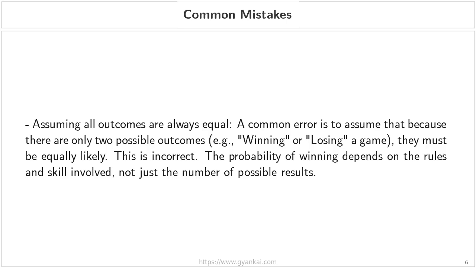First, be very careful about assuming that all outcomes are always equal just because there are only a few of them. A common error is to think that if there are only 2 possible results, for example, winning or losing a game, then they must be equally likely. But as we discussed with the bag of balls earlier, the number of outcomes doesn't dictate their likelihood. In a game, the probability of winning depends heavily on the rules, the player's skill, or even the equipment used. Just because an outcome is one of the few possibilities doesn't mean it has an equal chance of happening.